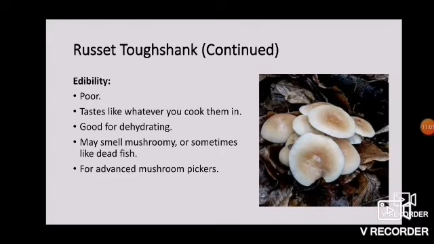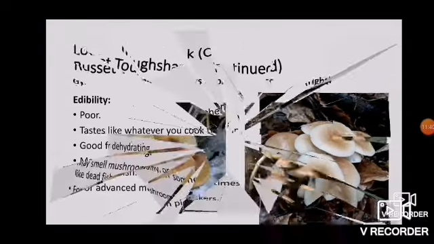So they have quite a bit of variability in terms of their odor. I find in the spring when you're picking these, they tend to smell like just mushrooms. They have an okay, pleasant smell to them. Later on in the summer, they tend to smell more and more like dead fish, which really kind of repels one from picking them. And that may also be due to it being a different species at that time of year or whatever it may be. They are good for dehydrating. They get kind of crispy like little chips. And these are for advanced mushroom pickers.